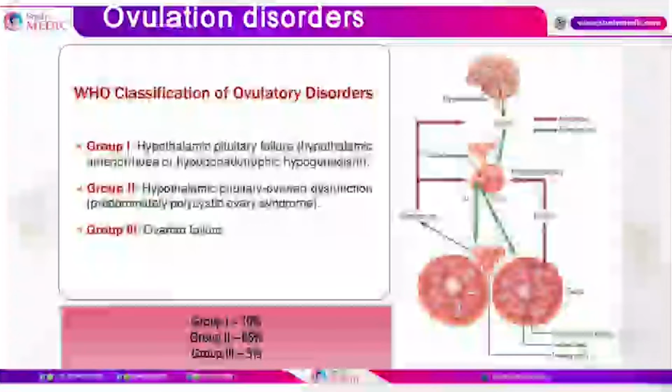So if it is group 1, about 10% of the patients land up in this category. In group 2, 85% of patients, and more likely the patients with PCOS. And group 3 includes about 5% of patients, and understand 5% is the percentage that can be considered for patients in the category of POI, that is premature ovarian insufficiency. Now the term premature ovarian failure is no longer being used.